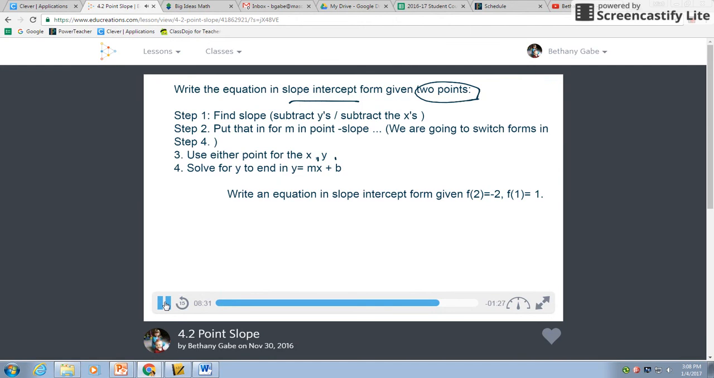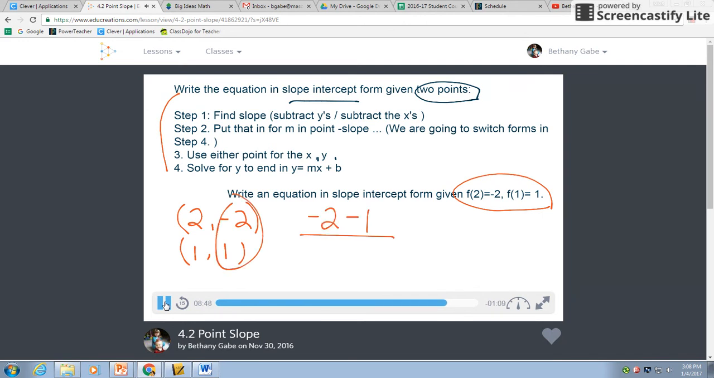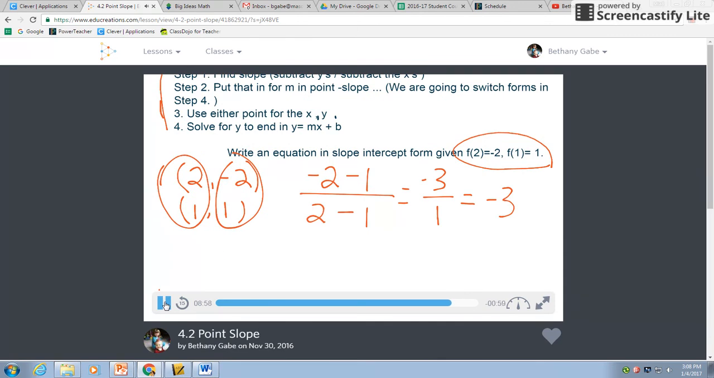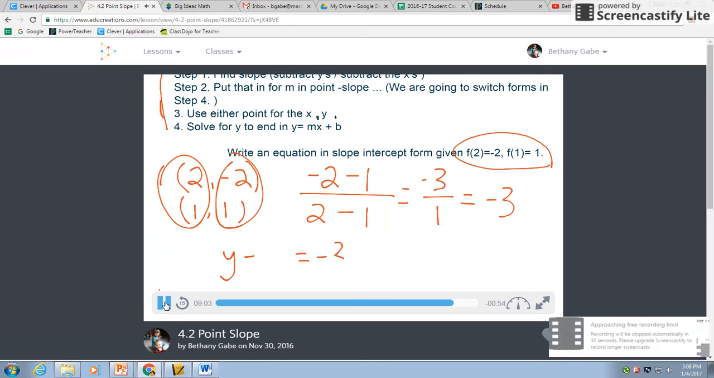Okay, so here's another one, and again we're going to follow these steps, so I'll show you again. So now this time it's written in function form, but don't let that confuse you. Your ordered pairs are just pulled out of the function, and then 1, 1. So again, step 1, we need to find our slope. So subtract your y's, negative 2 minus 1, and then subtract your x's, 2 minus 1. So I got my slope. I can go ahead and fill in y minus, I'll just leave a blank. My slope is negative 3, x minus, and I'll leave a blank.